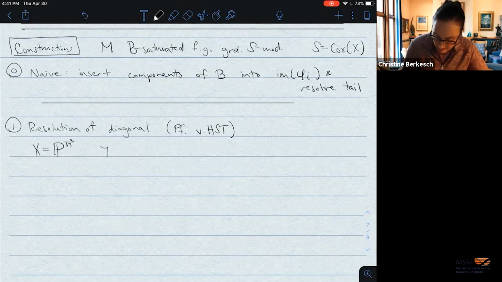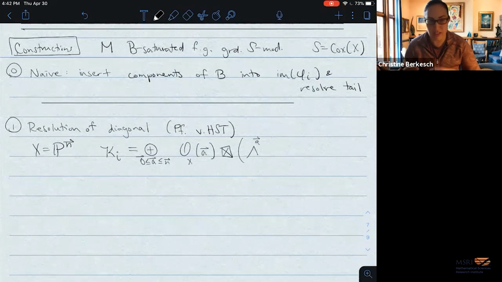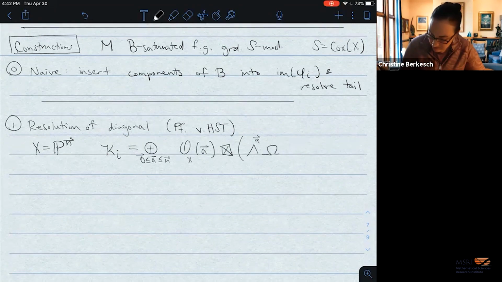And so this is, you know, when we want to resolve the diagonal, we start with our Koszul complex. But now we're in this multi-graded setting. Okay, and so we have these box products. So these are just tensors of pullbacks from the pieces of the products with twists, right?